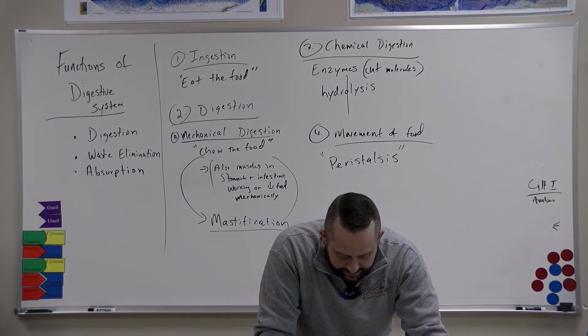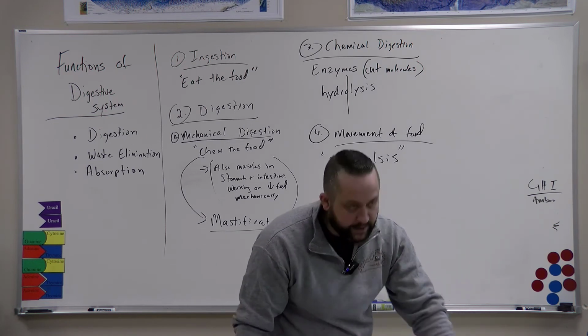The rhythmic waves, okay? Absorption is next. The simple molecules that are produced from chemical digestion pass through the lining of the small intestine and into the blood.